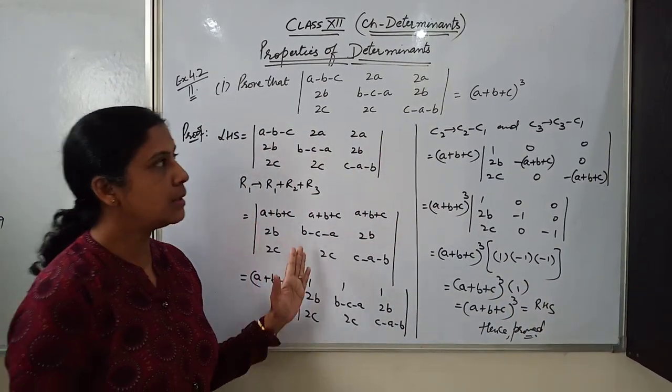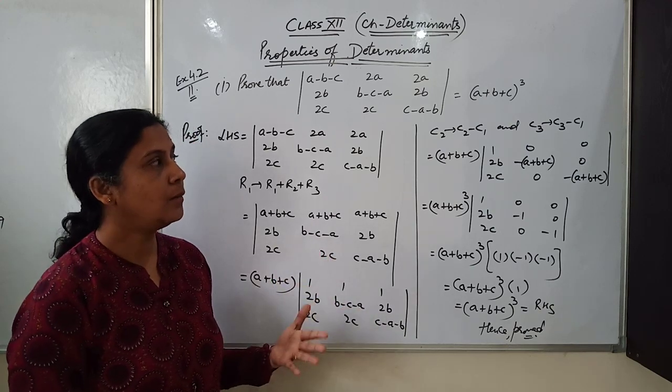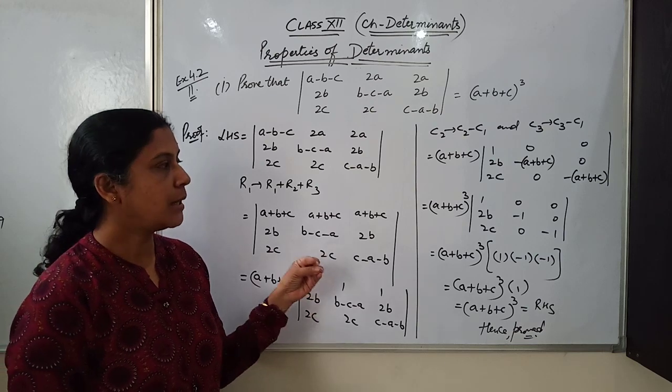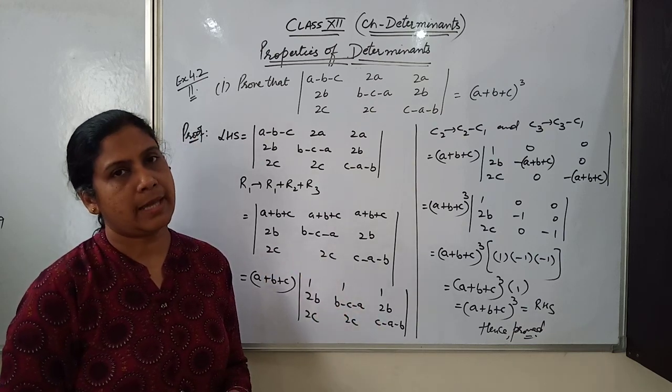With this practice of properties of determinants, you will be able to score very well in your board exams, because one question for around 4 marks or 6 marks is quite expected all the time in boards.